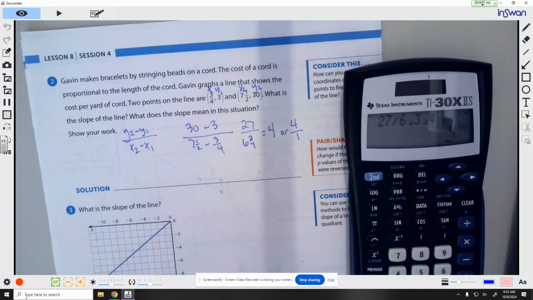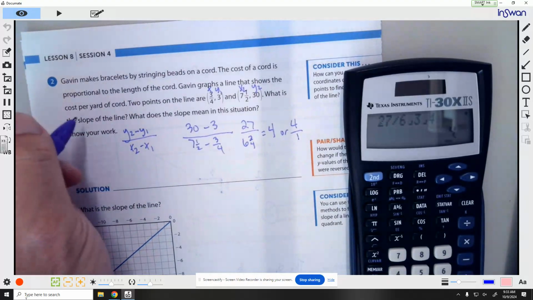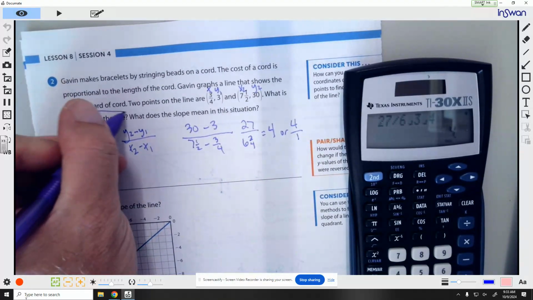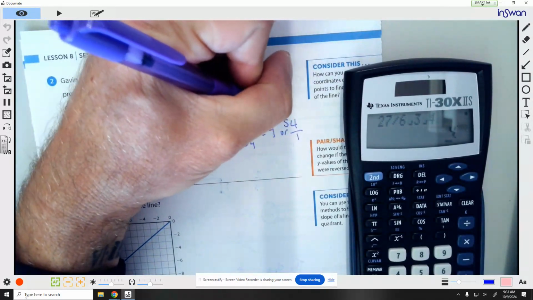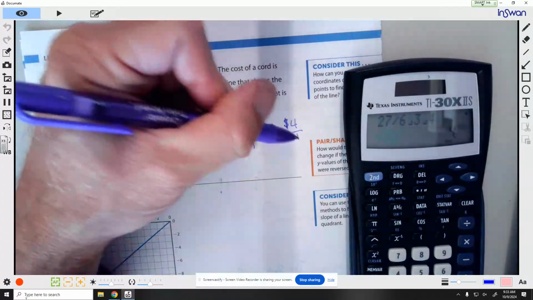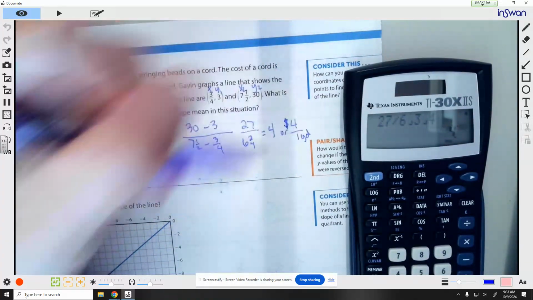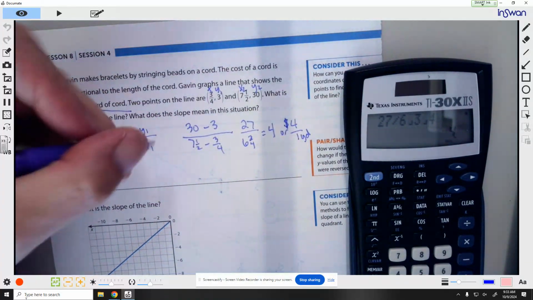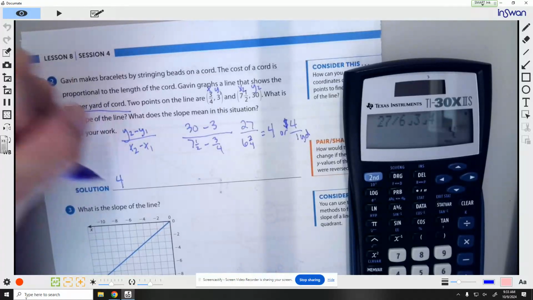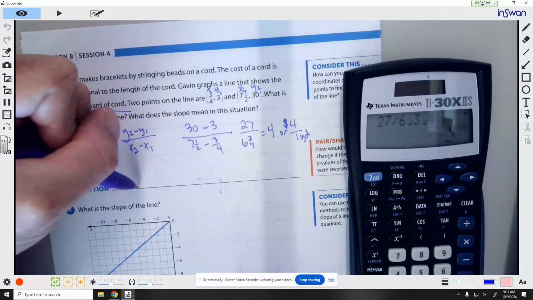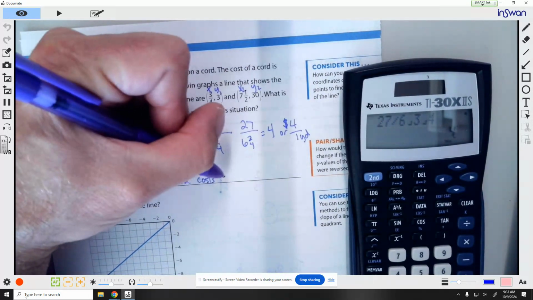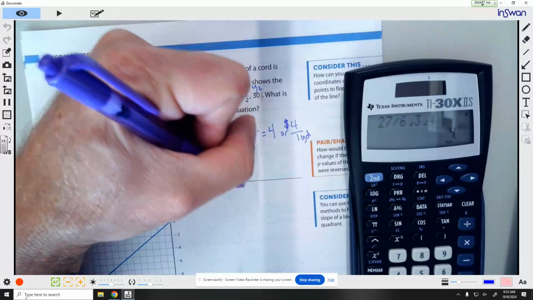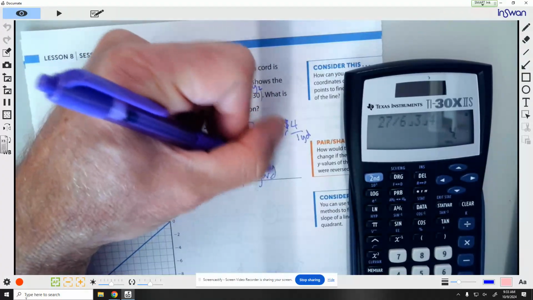But the question asks, what does it mean in this context? Okay, so back up here, it says cost per yard of cord. So our price would be $4 per 1 yard of cord. Down here I'm going to say my slope is 4, but then I'm also going to explain it. The cord costs $4 per yard.